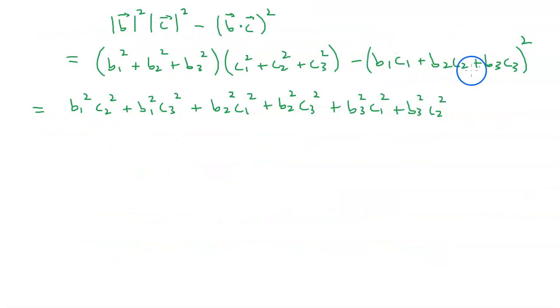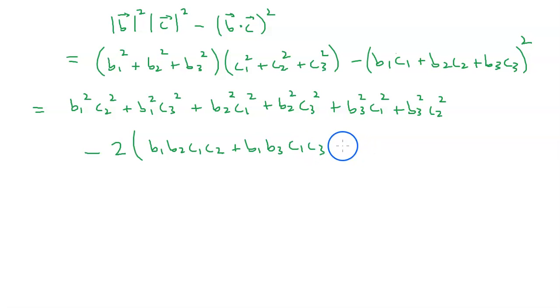Okay, and then out of this thing here, we're going to be doing all the other terms except for the ones multiplied by themselves. There's actually going to be 2 of each one. So minus 2 times B1 B2 C1 C2, plus B1 B3 C1 C3, keeping it in that order, and then plus B2 C2 B3 C3, so B2 B3 C2 C3.